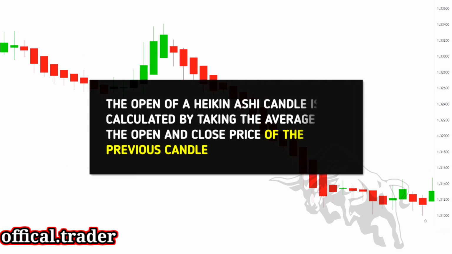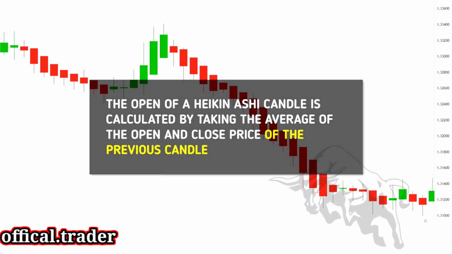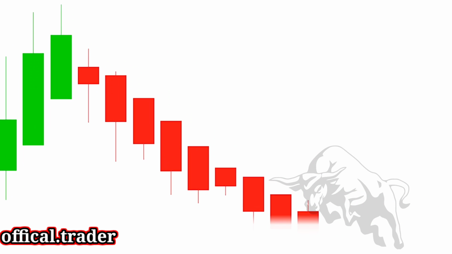The open of a Heikin Ashi candle is calculated by taking the average of the open and close price of the previous candle. This is very easy to see on the chart as each Heikin Ashi candle opens at exactly 50% of the previous candle's body.